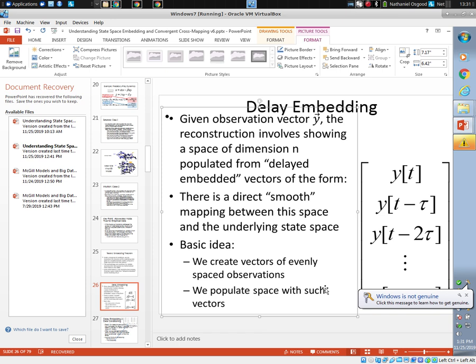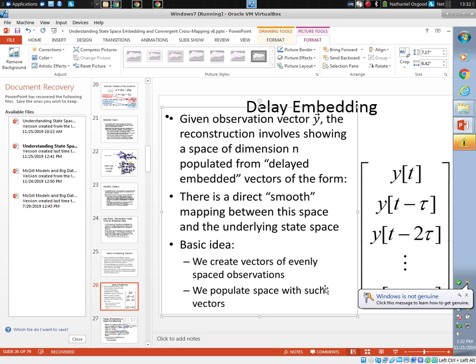So, in fact, you'd say, therefore, it's a natural number. So tau is drawn from N. So it's 1, 2, 3, 4. And it is called the embedding delay. So again, for each time point, t, we're getting a vector of length e, because we're going to have a reconstructed state space of dimension e. It's going to have e dimensions in it. So it's an e-dimensional space that we're reconstructing.